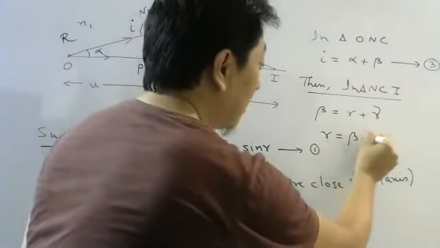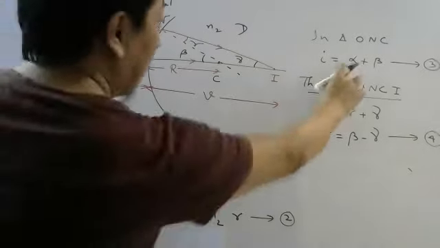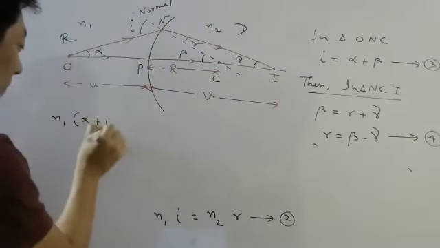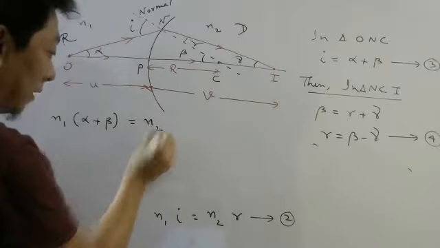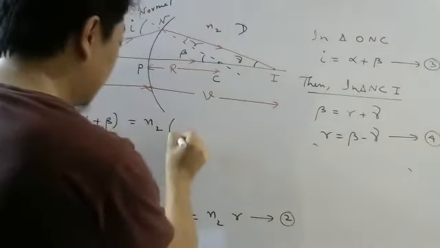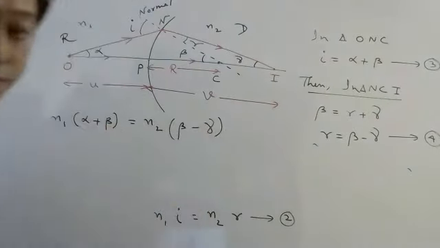Okay, so let us do that directly now. I need the triangle. I need the diagram. So this will be N1. In place of I, I can write alpha plus beta. And in place of R, I can write beta minus gamma.